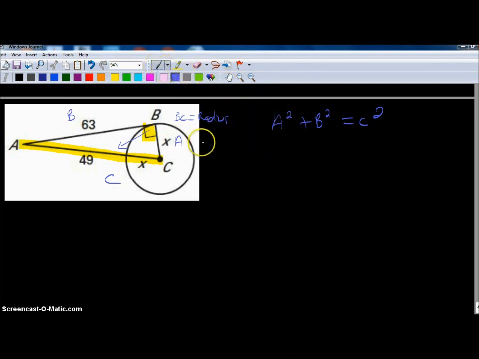So we come over here. How much is the A? A is X squared, plus my B, B is 63 squared. My C is all of this. It's 49 plus X. Do you know how much X is? No. So I'm going to say my C is X plus 49, and all that is squared, because all of this is my C.